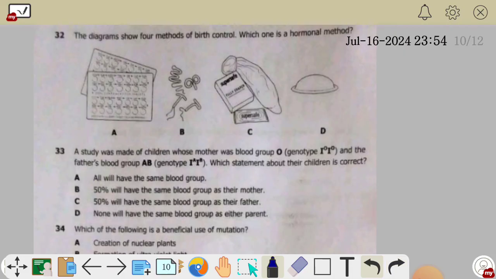Question 32. The diagram shows some methods of birth control. Which one is a hormonal method? So here we have male condoms, female condoms, then we have intrauterine devices, and then we have contraceptive pills. So contraceptive pills are hormonal methods. Okay, hormonal methods are contraceptive pills because they work on controlling the hormones of a woman.